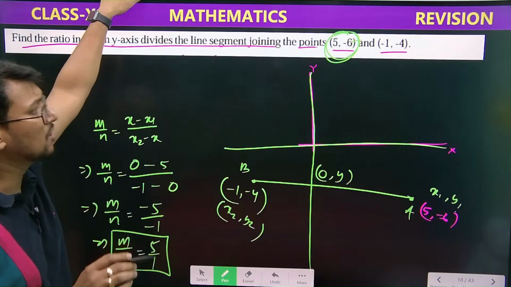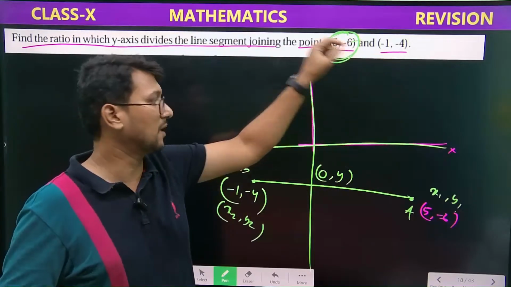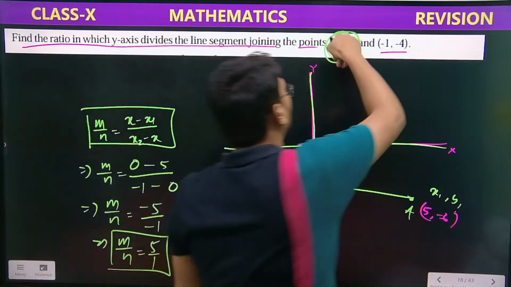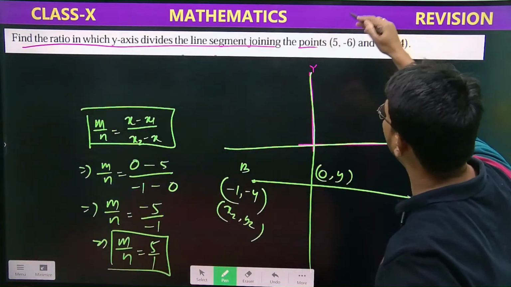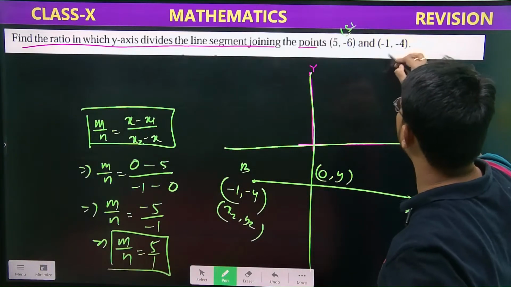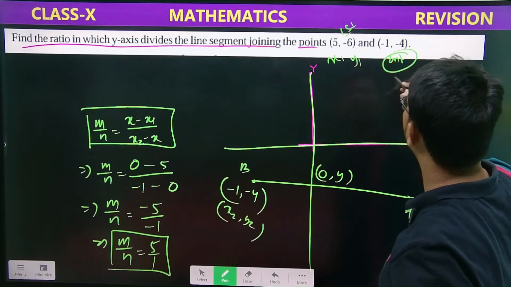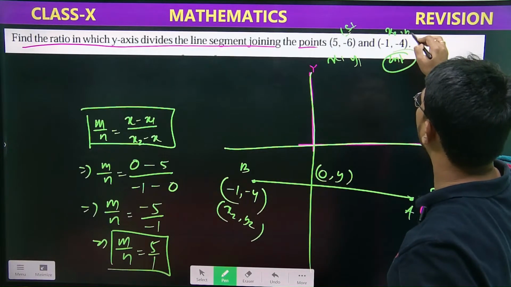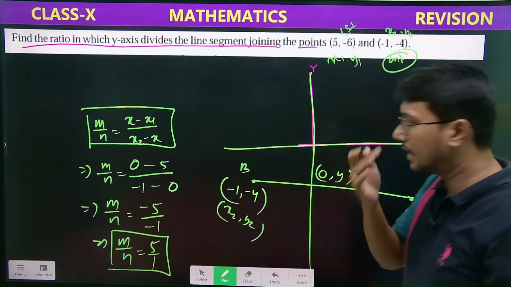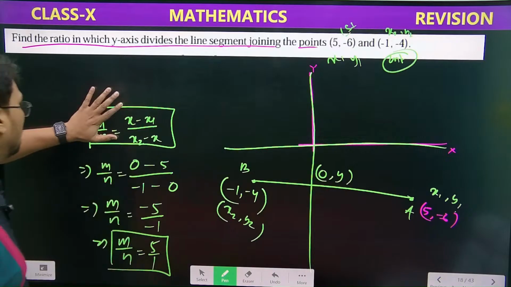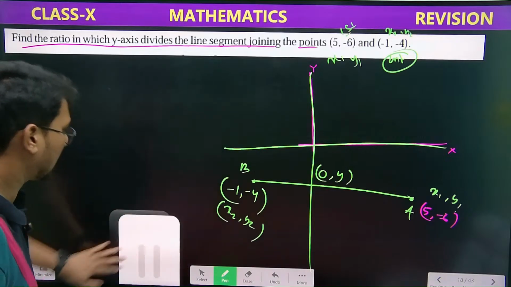But directly by using the section formula you can get 5:1 directly, with no need to think of first and second. Whenever you use this formula, you have to keep in mind which point is given first. The first point you have to choose as x1, y1, and then x2, y2. This is one way, or else you can use the section formula directly.